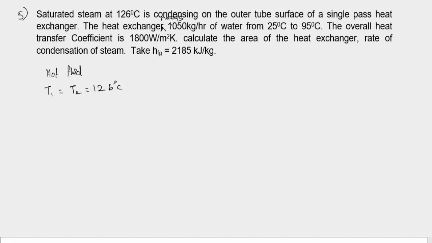The heat exchanger heats 1050 kilogram per hour of water from 25 degrees Celsius to 95 degrees Celsius. The cold fluid inlet temperature T1 equals 25 degrees Celsius and T2 equals 95 degrees Celsius, and the mass flow rate of the cold fluid is m dot c equal to 1050 kilogram per hour, which is equal to 0.29 kilogram per second.